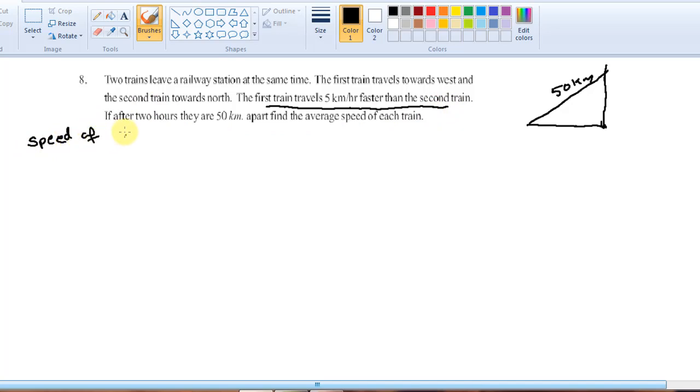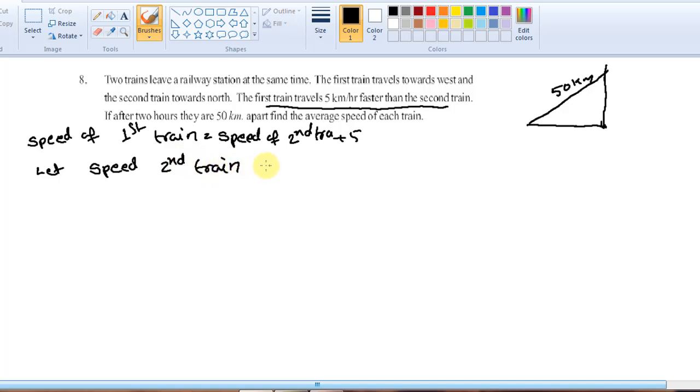the speed of the first train is 5 km more than the speed of the second train. That means if we suppose the speed of the second train as x kilometers per hour, then what would be the speed of the first train? Then the speed of the first train is x plus 5 kilometers per hour.